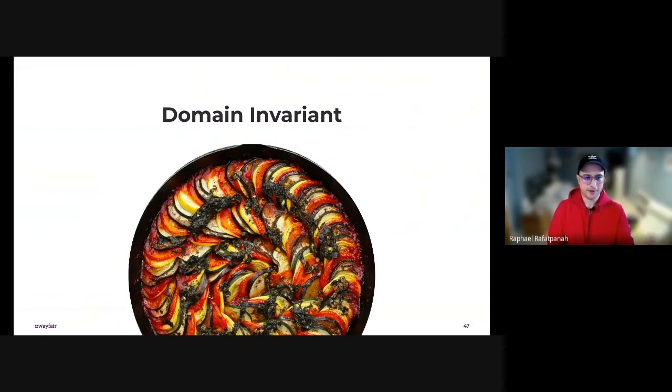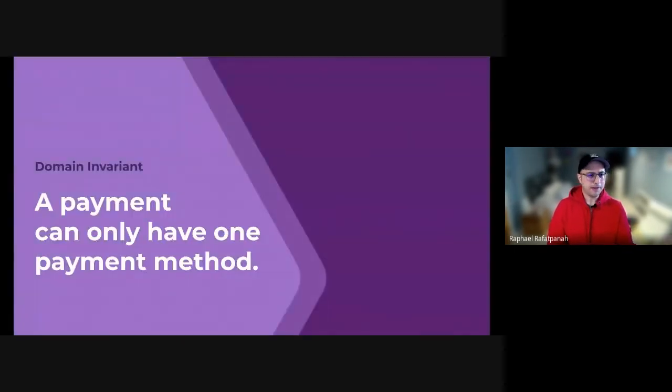zucchini, summer squash, tomato, eggplant, zucchini, summer squash, tomato, repeated all the way in these circles, right? And if we didn't do that, well then, is it ratatouille? Or is it maybe a cooked salad, right? So this is what we mean by domain invariant. And in our payment domain, well, a payment should have exactly one payment method.